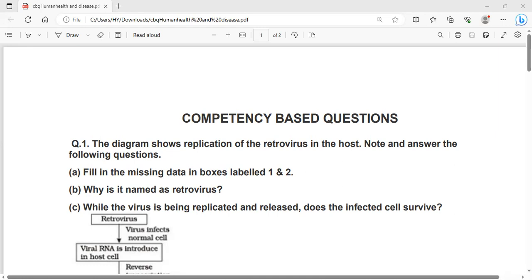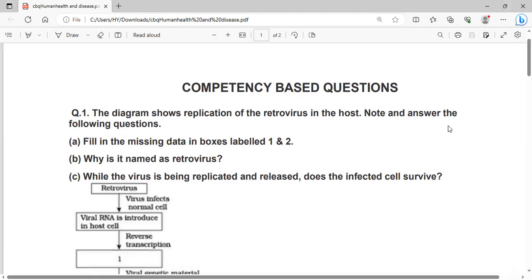This is question number 1 in front of you. The diagram shows replication of retrovirus in the host. Note and answer the following questions. Fill in the missing box labeled 1 and 2. Why is it named as retrovirus? And why is the virus being replicated and released? Does the infected cell survive?